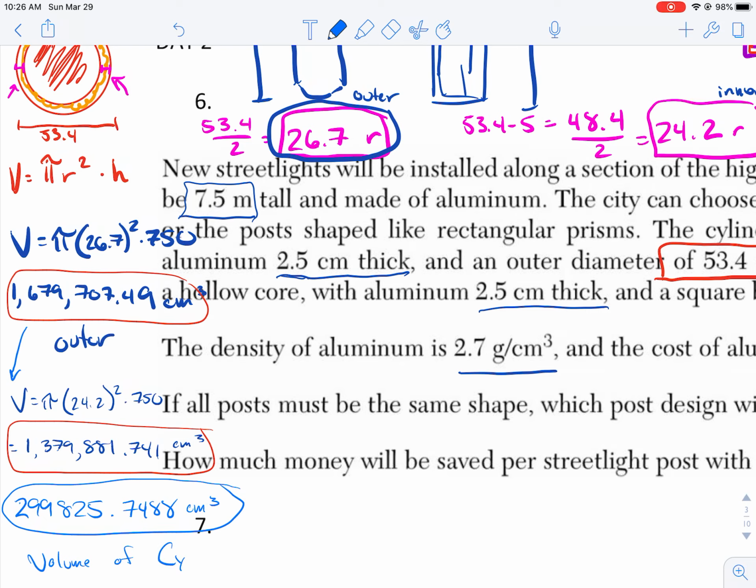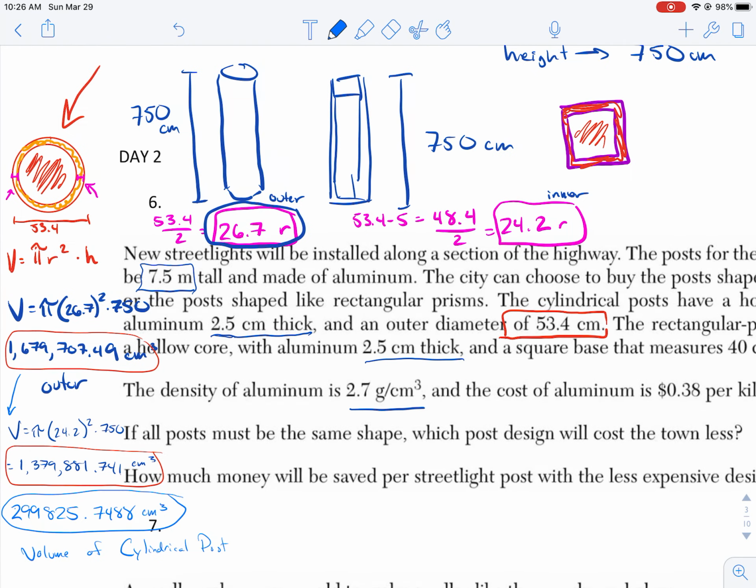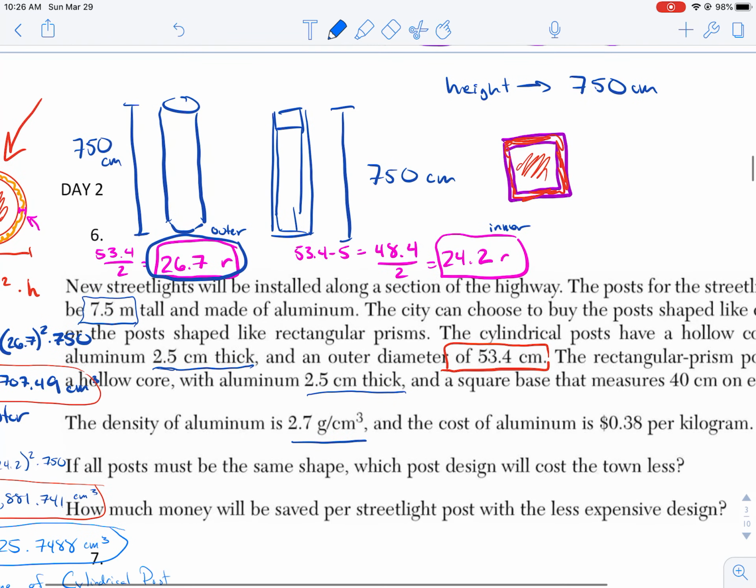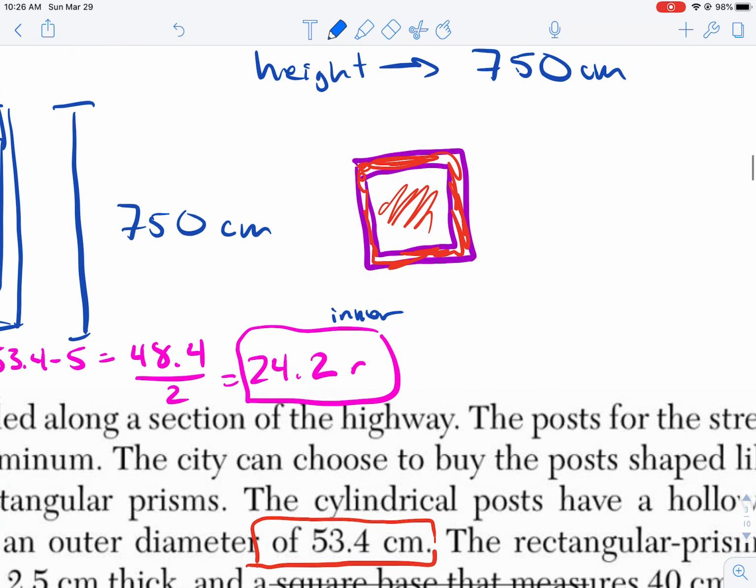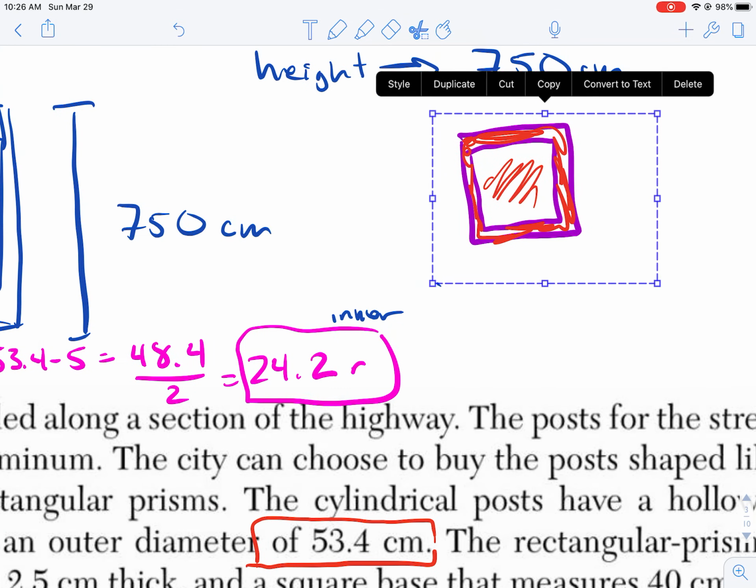Okay, so that is the volume of, what do they call it? The cylindrical post. Cylindrical post. Okay? All right. That one was the tough one. That one involves a little more extra work. Okay, this rectangular prism is a little easier to manage. So let's go back to this one. Okay?